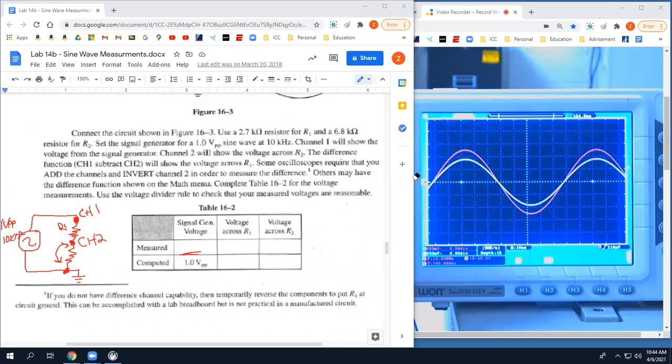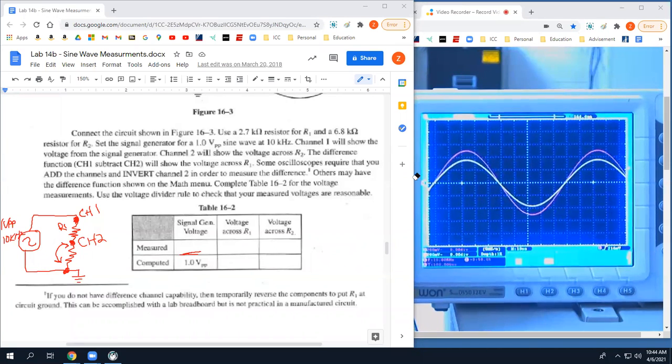So how can I measure the voltage, the peak to peak voltage on channel 1 using the function generator or using the oscilloscope? Anybody? Anybody? Bueller? Bueller?